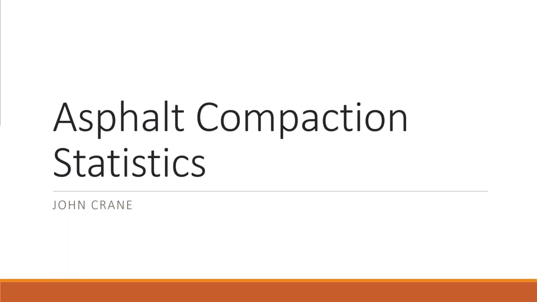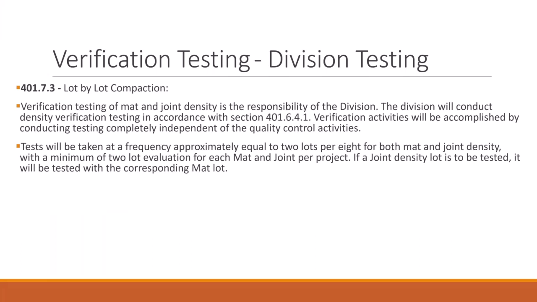All right. We're going to talk a little bit about the statistics and the actual verification process that the state will go through. So this is the language out of the new specification, section 401.73, for verification. It's essentially that we will conduct our testing independent from the contractor, and then it specifies the number and frequency that we're to do our analysis with. The way it reads is 2 lots per 8 for both mat and joint density with a minimum of 2.